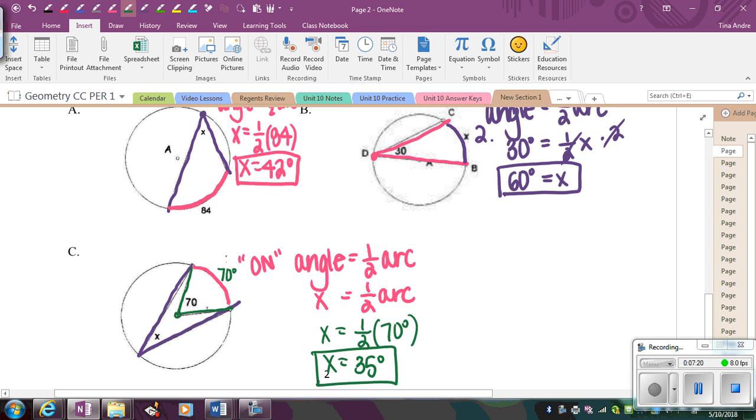And that's it. Basically you have your two formulas. When the vertex is on the circle, the angle is 1/2 of the arc. When the vertex is on the center of the circle, the angle is equal to the arc. So there are your two formulas. Go ahead and get some key ideas written down and check your understanding problems.